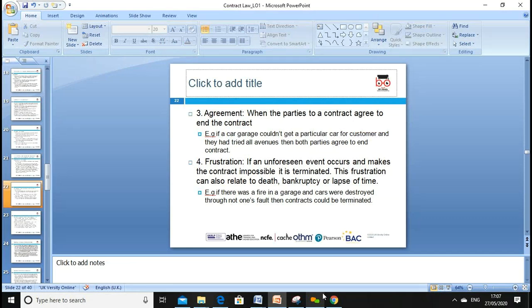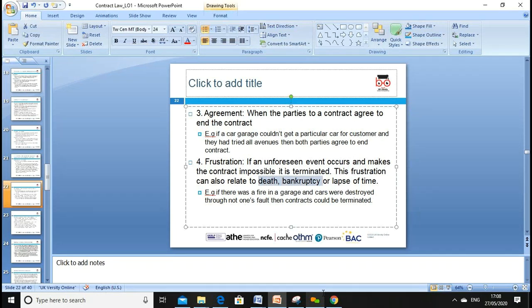What is frustration? If unforeseen events occur, like coronavirus, that make the contract impossible, it is terminated. Think about somebody dying, bankruptcy, or the lapse of time, so you cannot perform the service. If there is a fire in the garage and the cars are destroyed through no one's fault, then the contract could be terminated. It happens in every business.